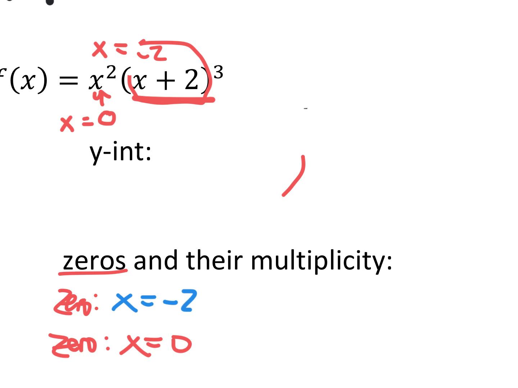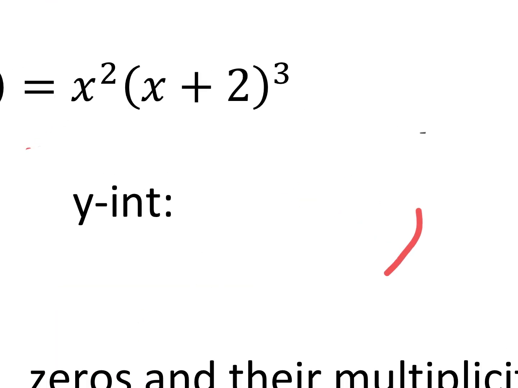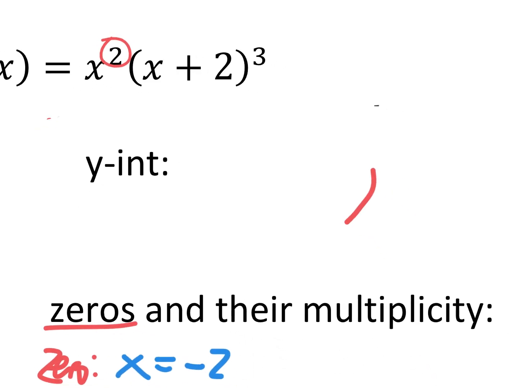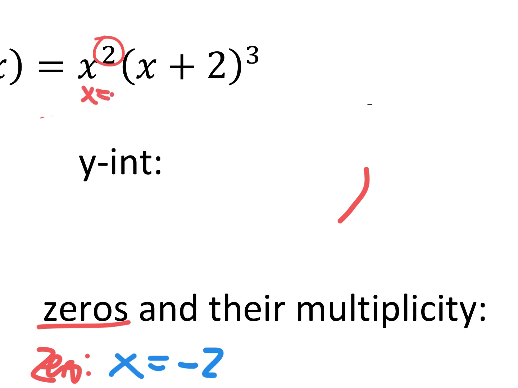Their multiplicity is just the power that is above them. So like right here, that has a multiplicity of 2. Couldn't we just call it the power? Yeah, you actually could. But we're going to call it the multiplicity, and you have to know what we mean. So that one was the one where x equaled 0. That was the zero, also known as the x-intercept, also known as the root. And that root has a multiplicity of 2.